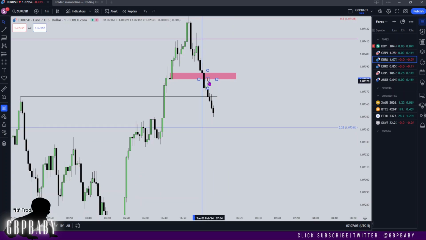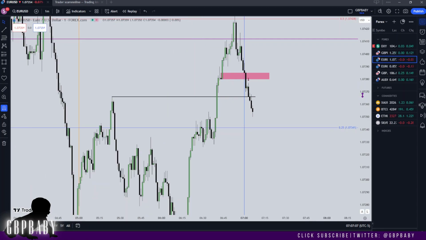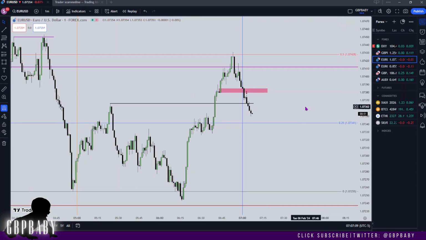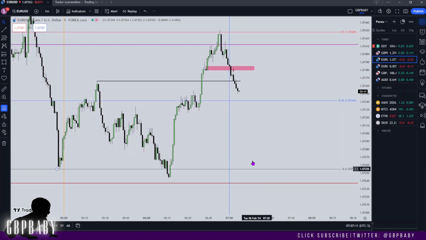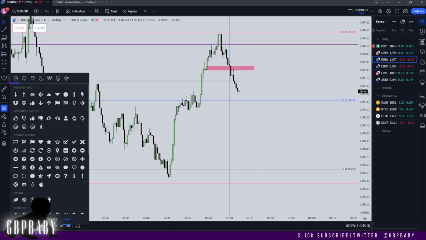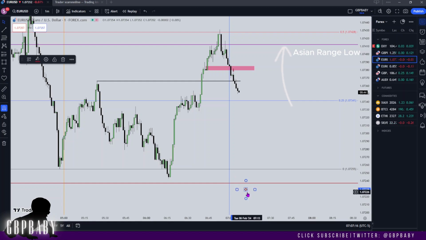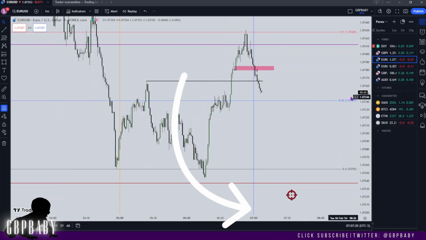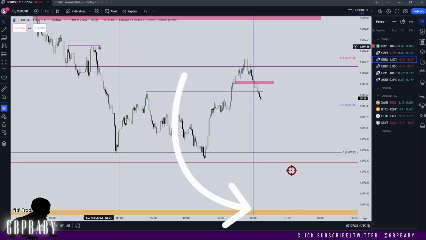Now this is actually a voiceover because I wasn't able to talk during this execution, but you'll see I just entered a short position on Euro. The context is that we're trading away from that purple line, away from the Asian range. We've just started the New York session, that's the blue vertical line.